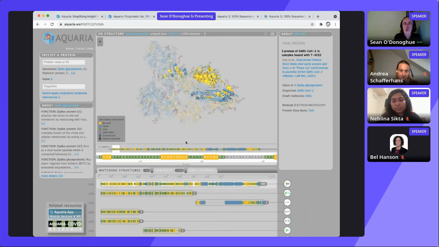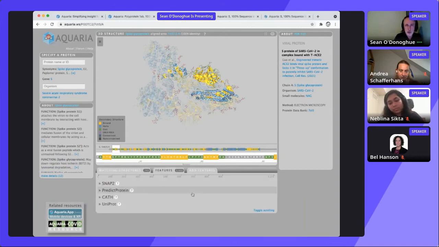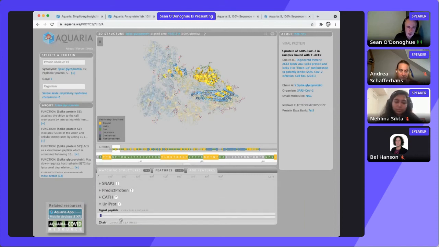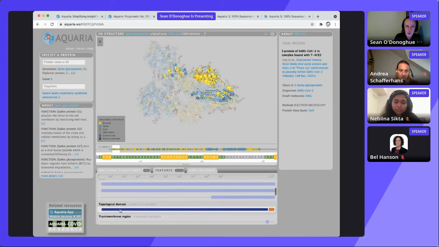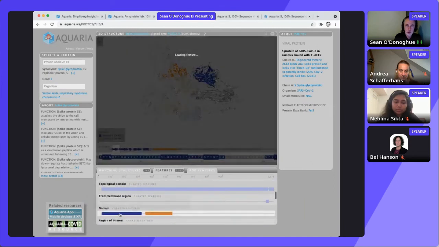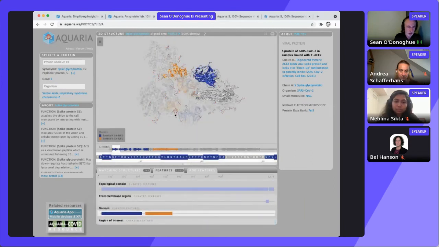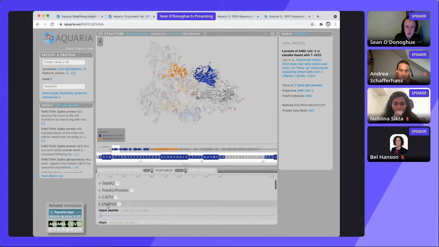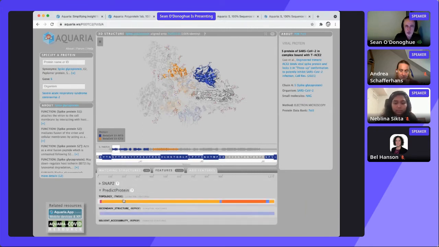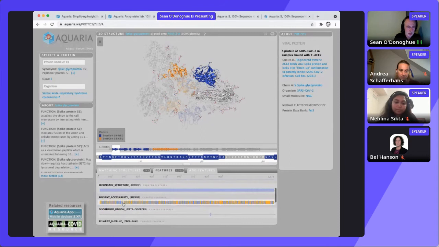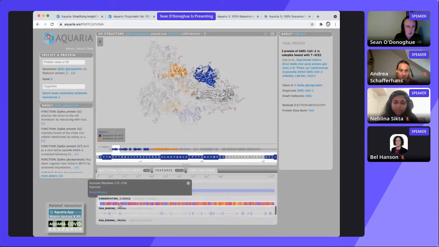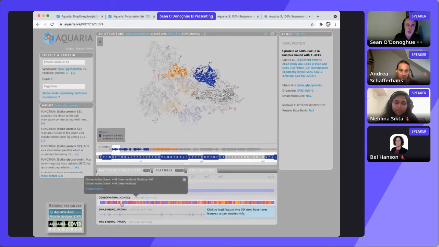I'd like to also draw your attention briefly to the features. Part of this work was also expanding the set of features that we enable. In Aquaria for quite a long time, we've had the UniProt features, for example, where you can look at the domains that are present in a protein. But what's particularly useful here is the ability now to extend this with some very useful features like conservation scores from the Predict Protein server.